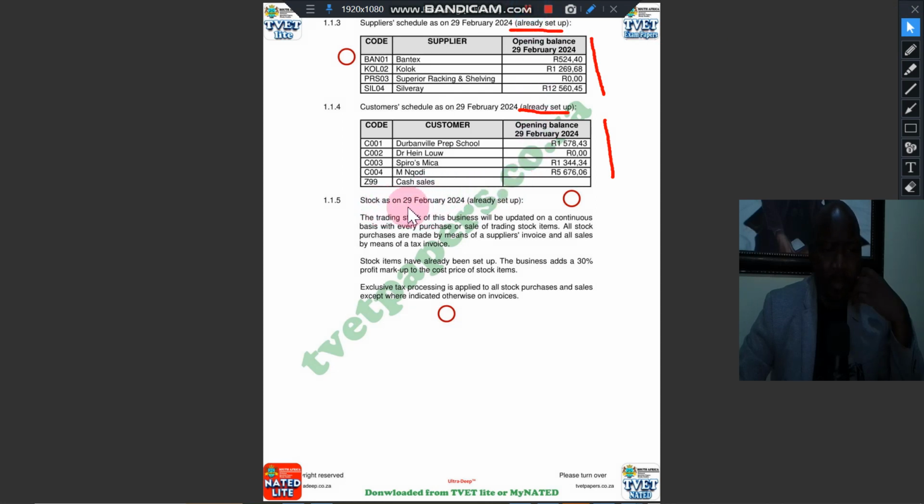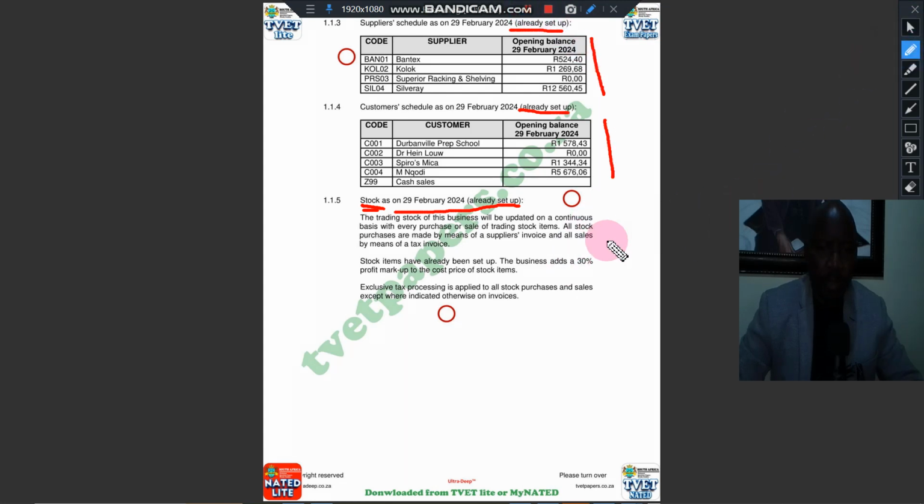Stock, 29 February also already set up. So you are already told the stock has already been done for you. So when you find a stock list next, know that you don't need to spend time capturing it, because in most cases it's 4 marks, and then the students spend time trying to capture it when it's already in the system. So please do not do that.